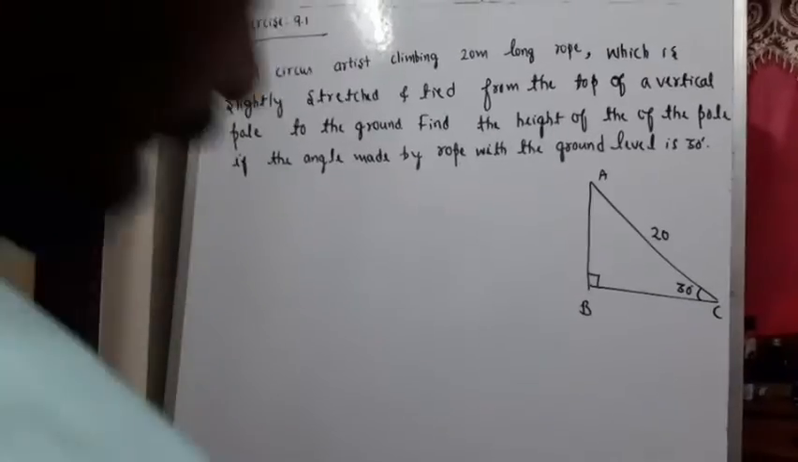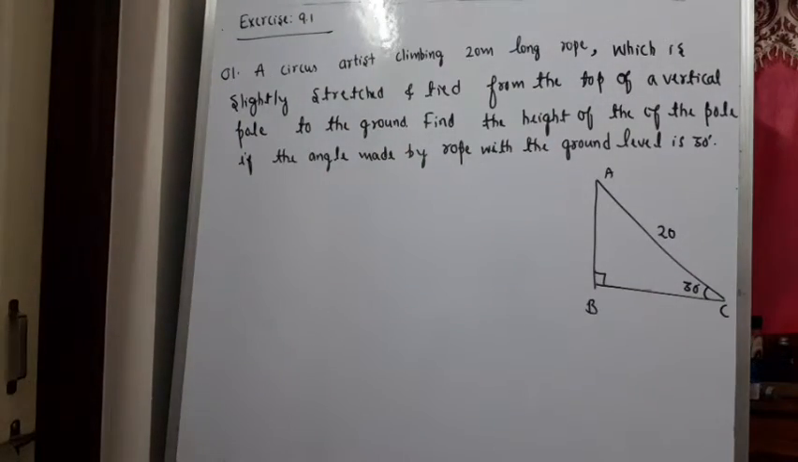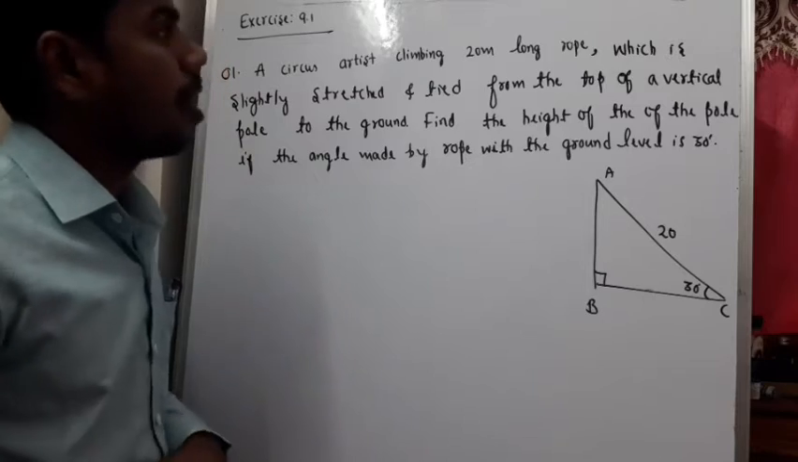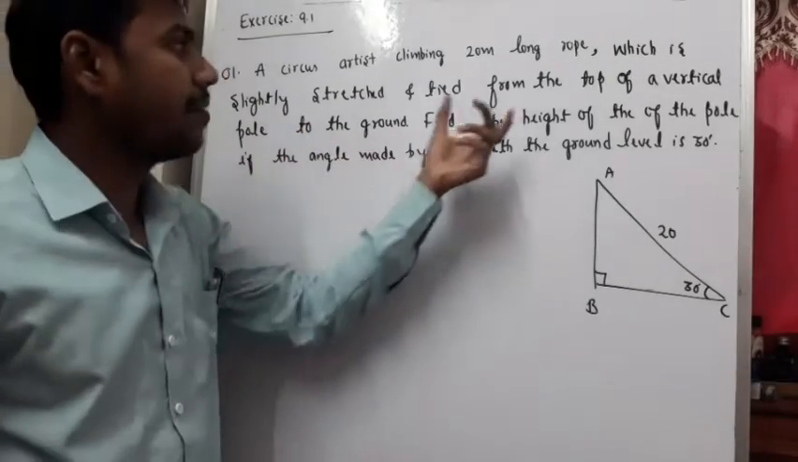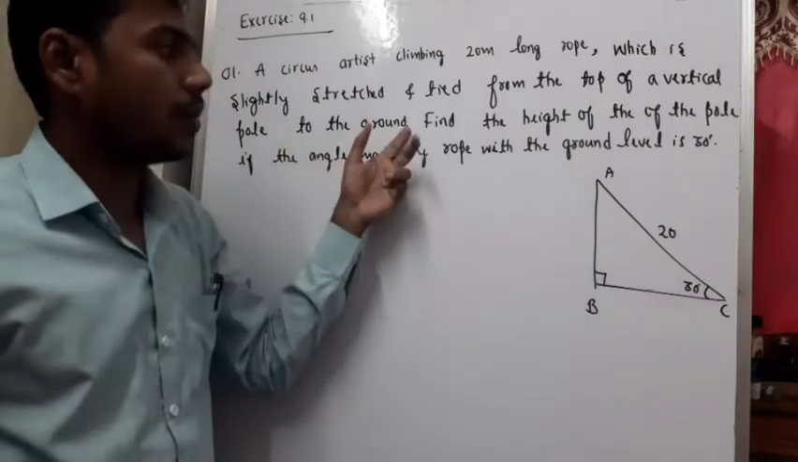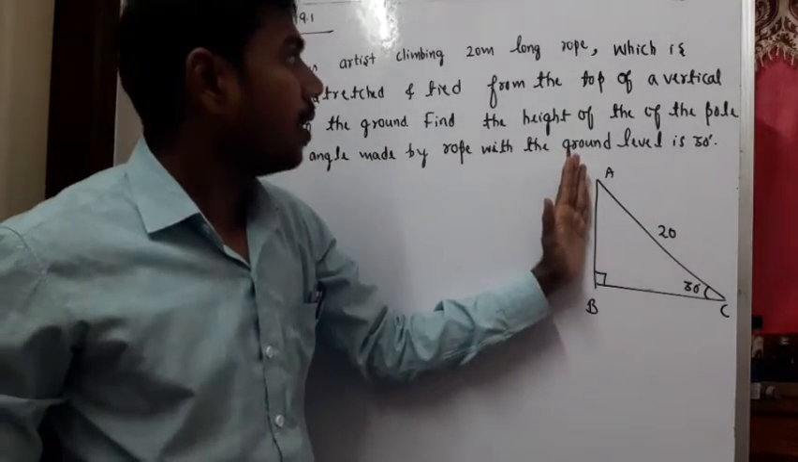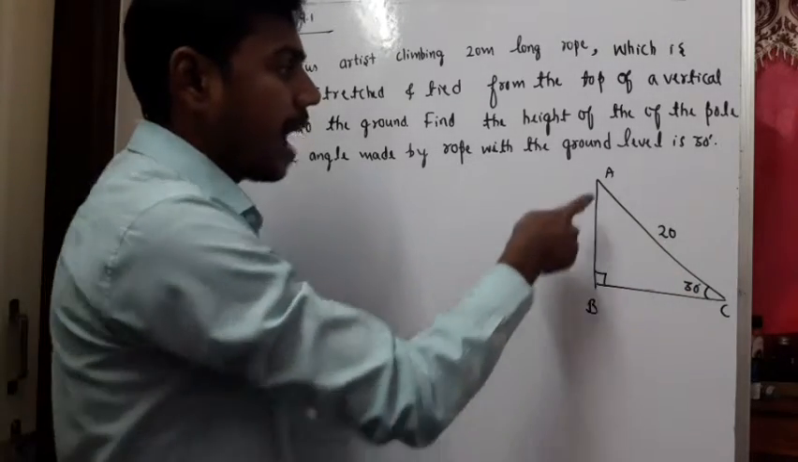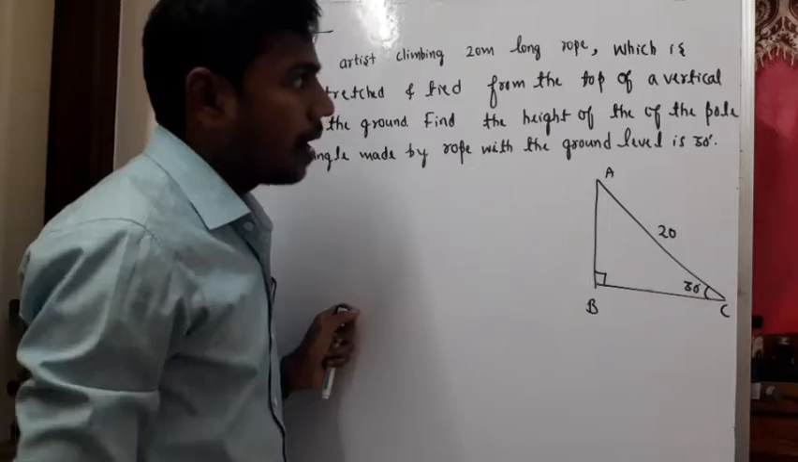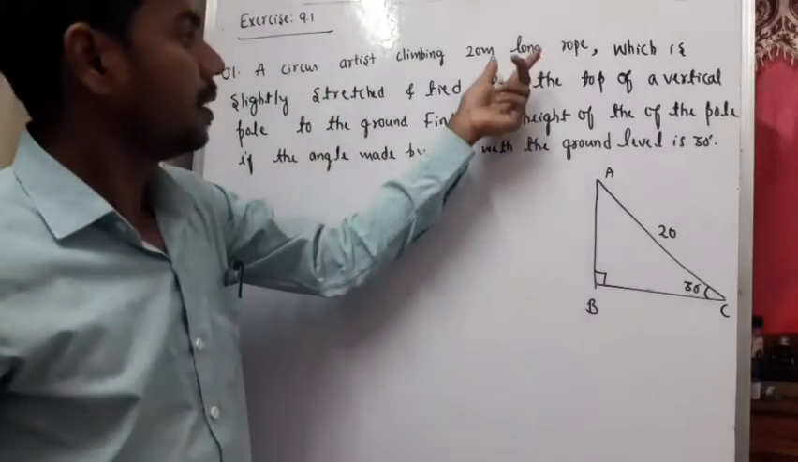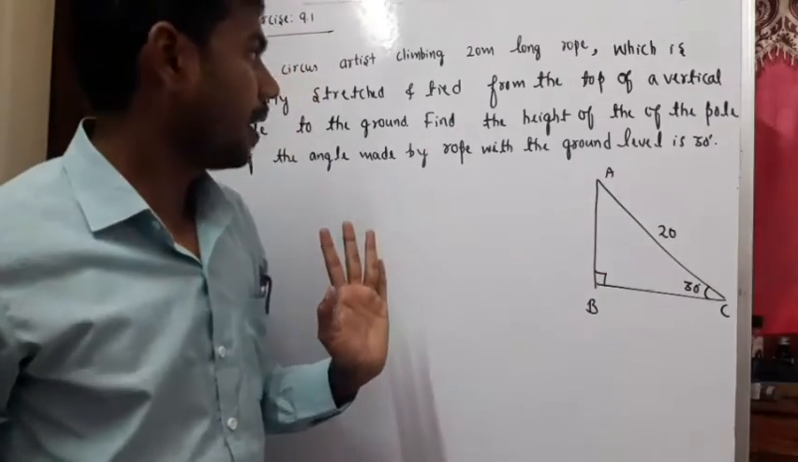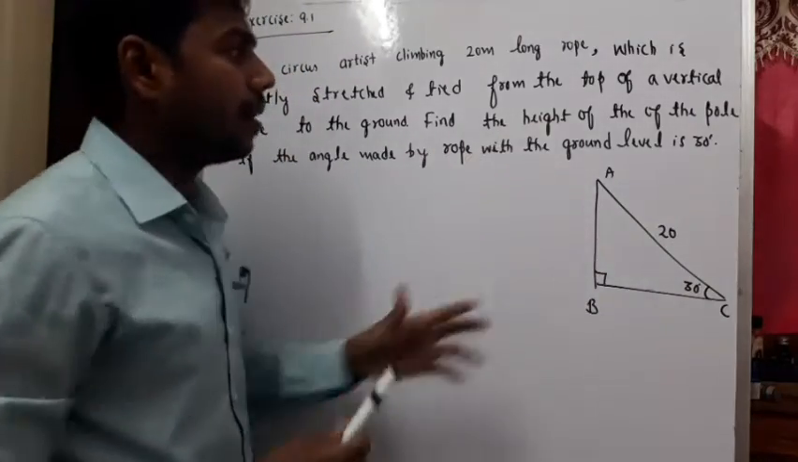So we'll go through exercise 9.1. First question: a circus artist is climbing a 20-meter long rope which is slightly stretched and tied from the top of the vertical pole to the ground. So there is a pole. A rope is stretched and tied to the top of the pole, and they have given the length of the rope. The length of the rope is 20 meter, and find the height of the pole.